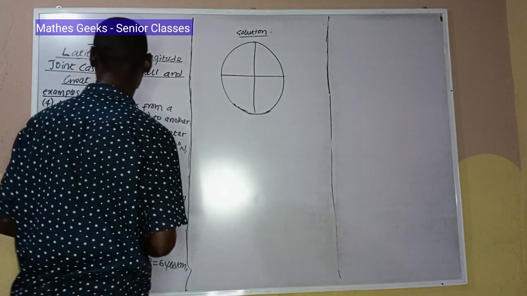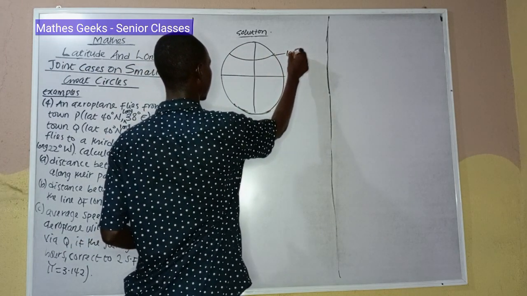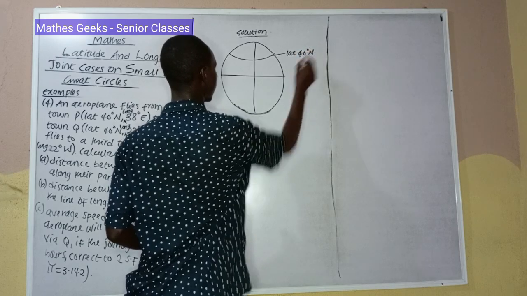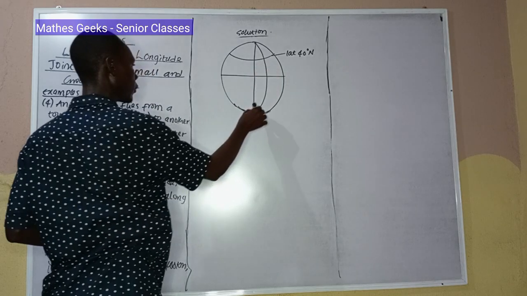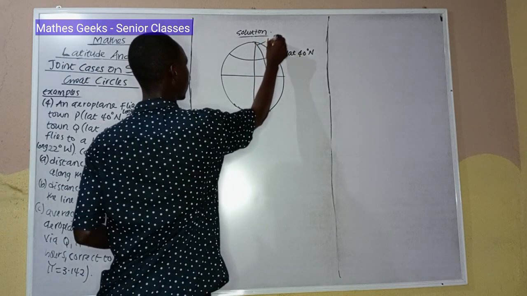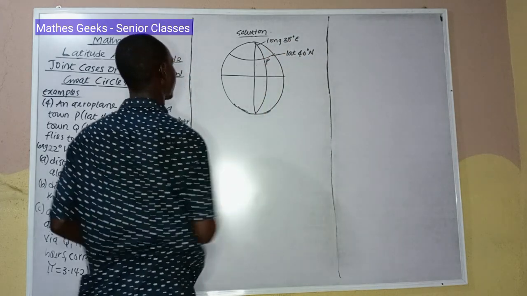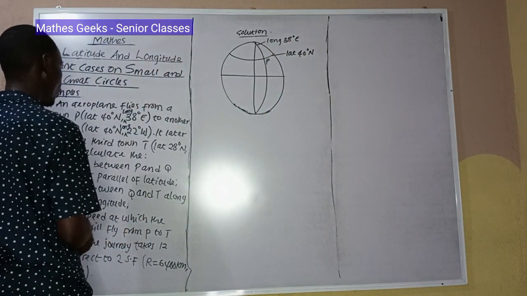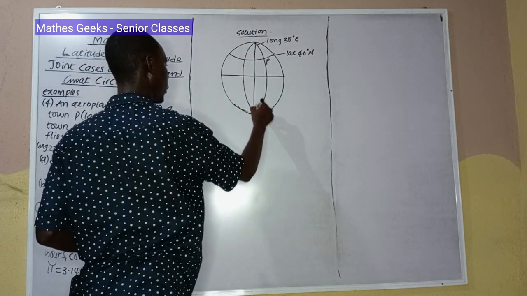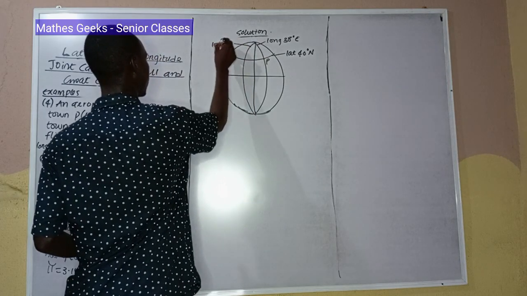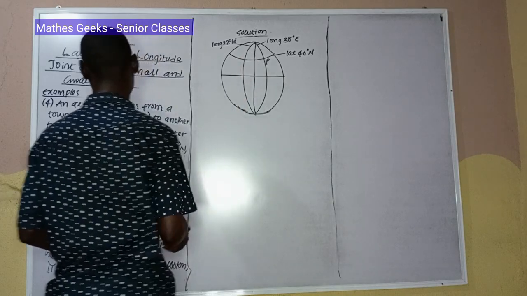So a plane flies from a town T, latitude 40 degrees north, and longitude 38 degrees east, from town P to another town Q, latitude 40 degrees north, longitude 22 degrees west. Town Q.